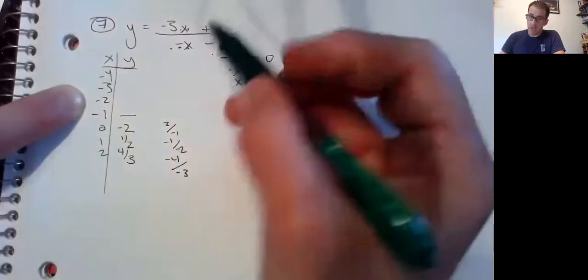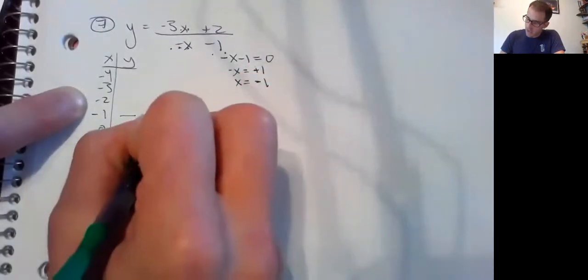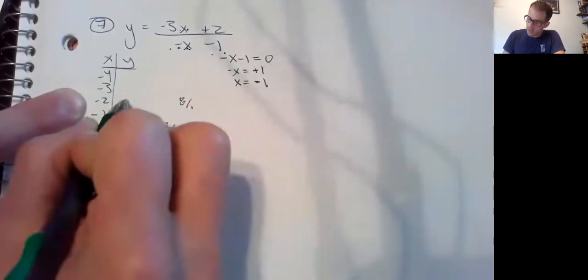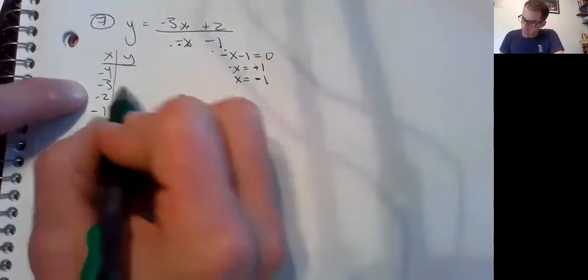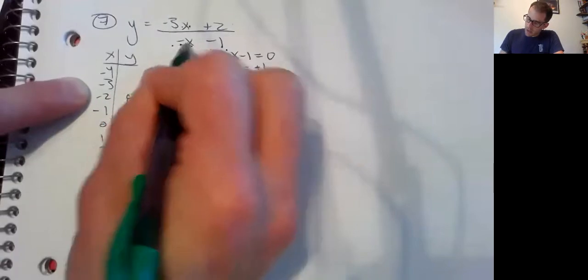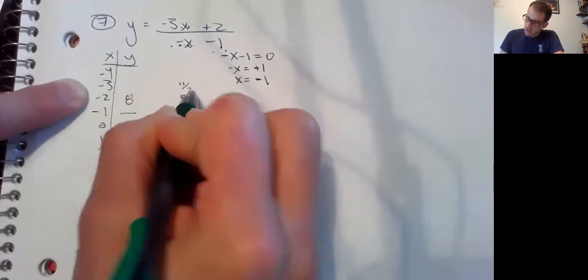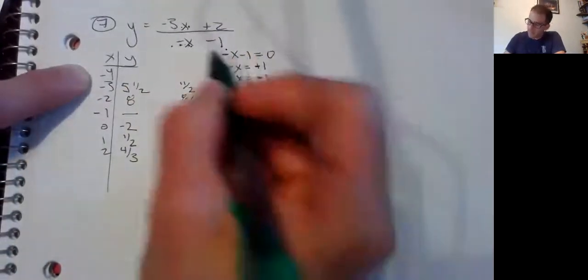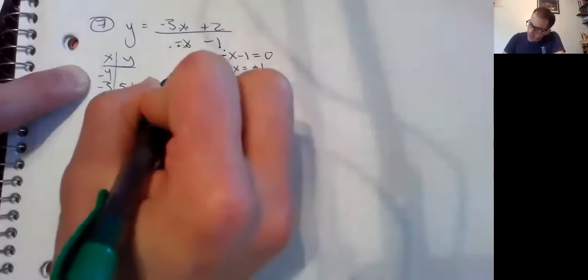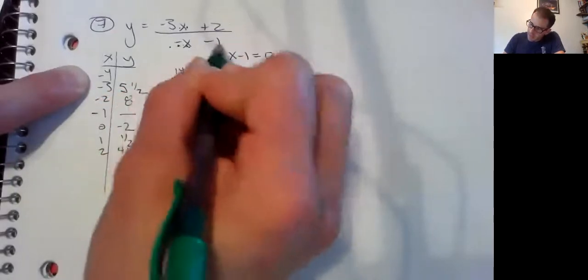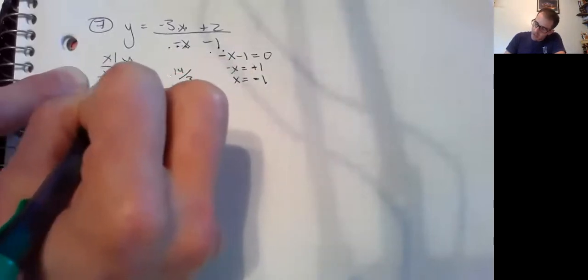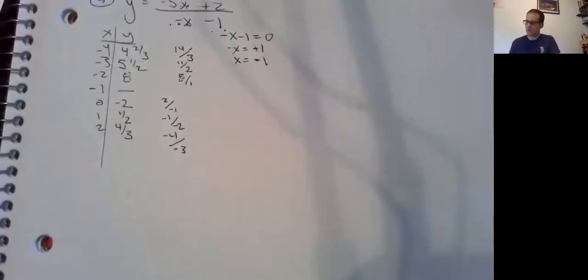6, we're plugging in a negative, right? 6 plus 2 is 8. 2 take away 1 is 1. Ooh, that's a jump. 9 plus 2 is 11. 3 take away 1 is 2. 2 goes into 11 5 times with 1 left over. 12 plus 2 is 14. 4 take away 1 is 3. 3 goes into 14 4 times with 2 left over. Okay, now I got something to graph.